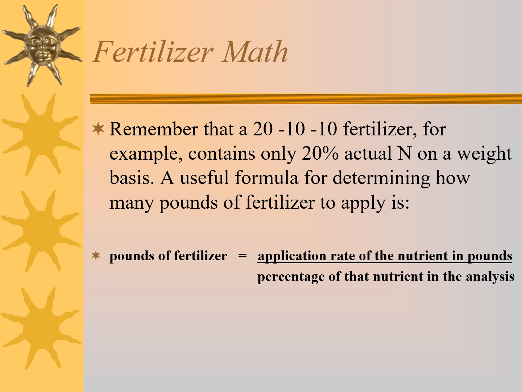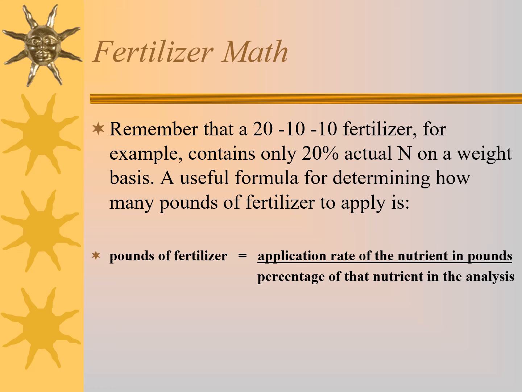Of course, there's always going to be some math involved in fertilizer calculations. Remember that a 20-10-10 fertilizer, for example, contains only 20% actual nitrogen on a weight basis. There is a useful formula that we can use for determining how many pounds of fertilizer to apply.